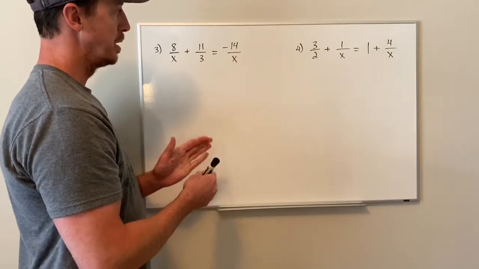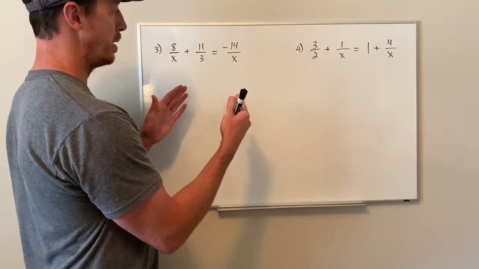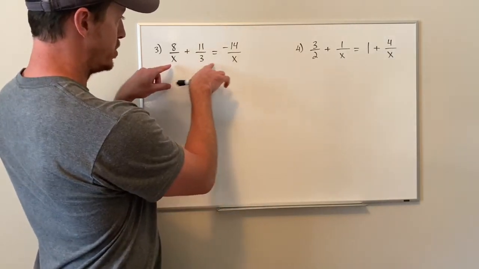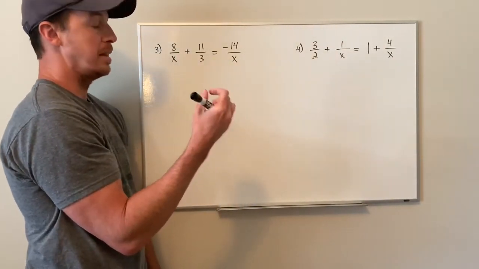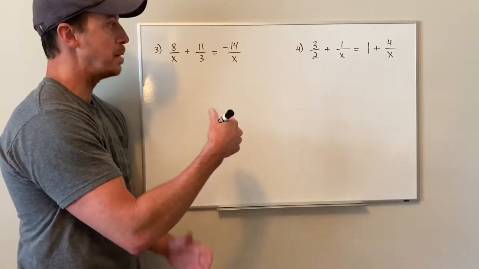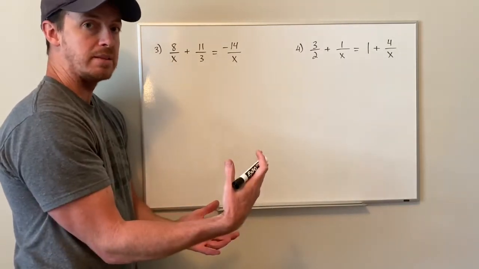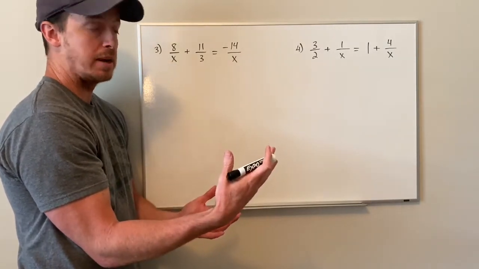So when I'm trying to decide what it is that I want to multiply, what I'm going to do is look at these denominators, and I want the least common multiple, because the least common multiple would be something that's big enough to make them all cancel. It's the same strategy that you used when you were finding a common denominator.